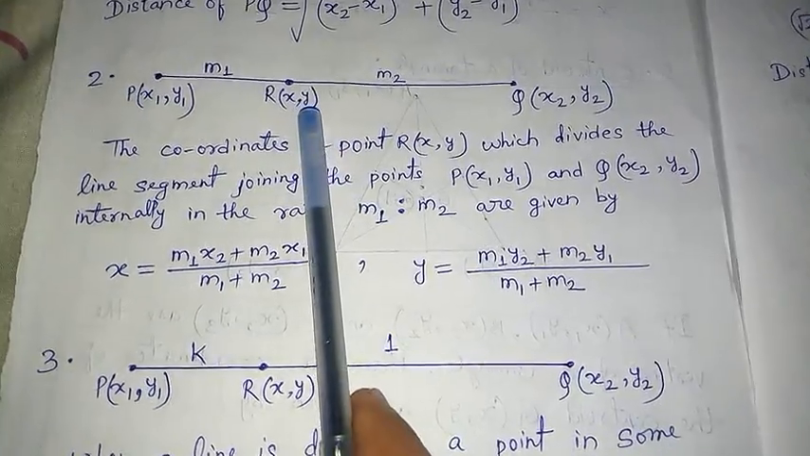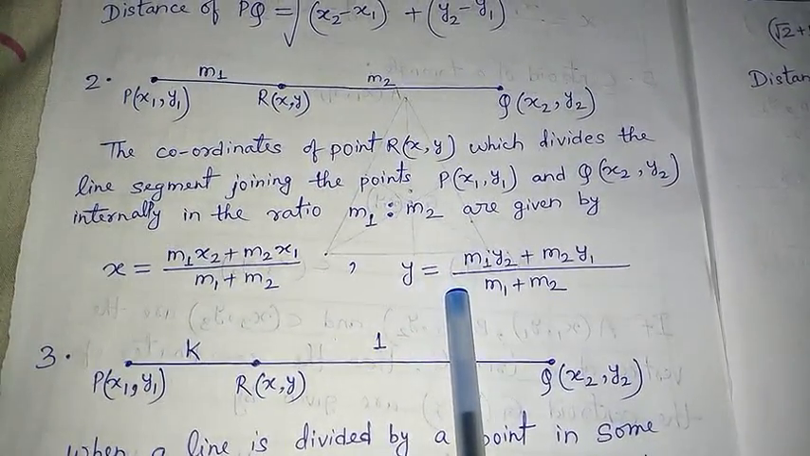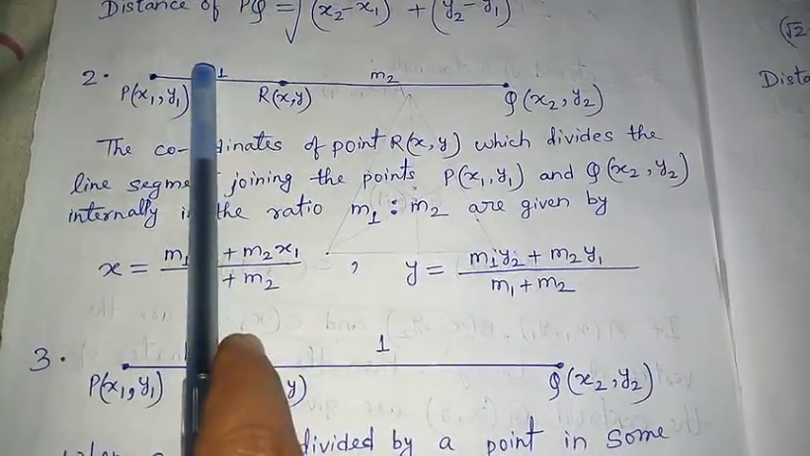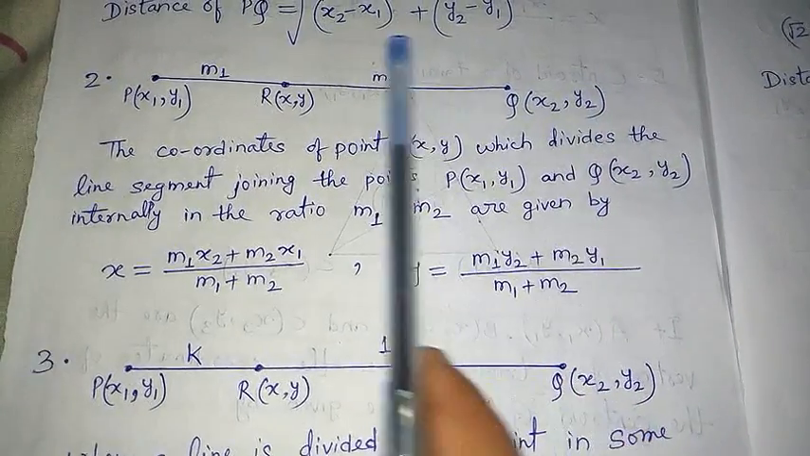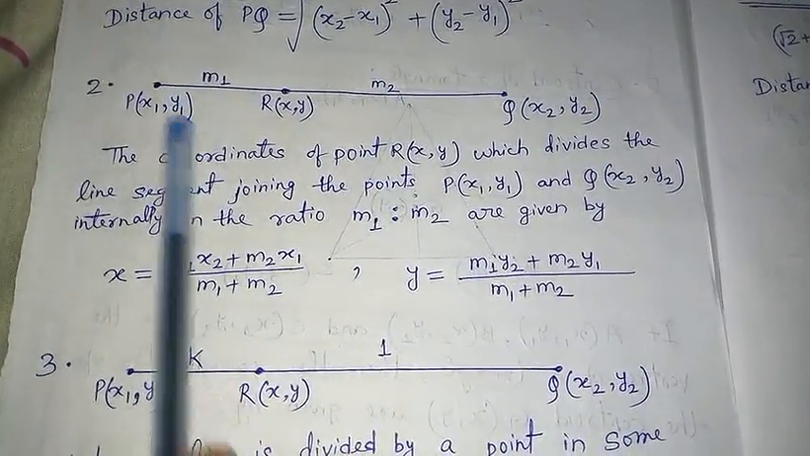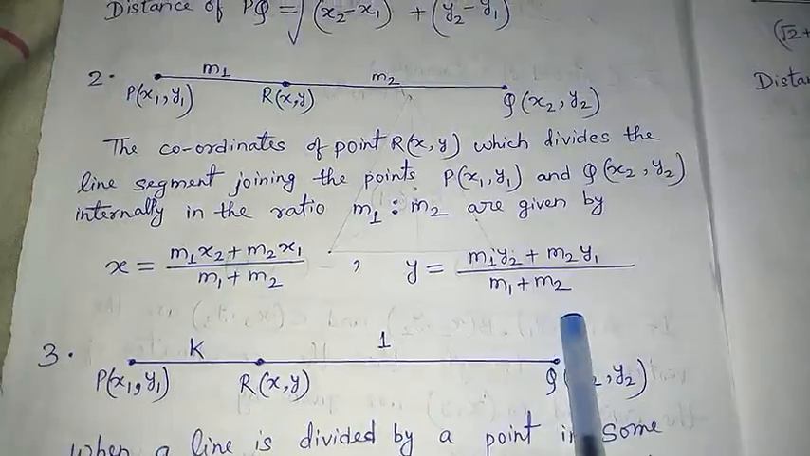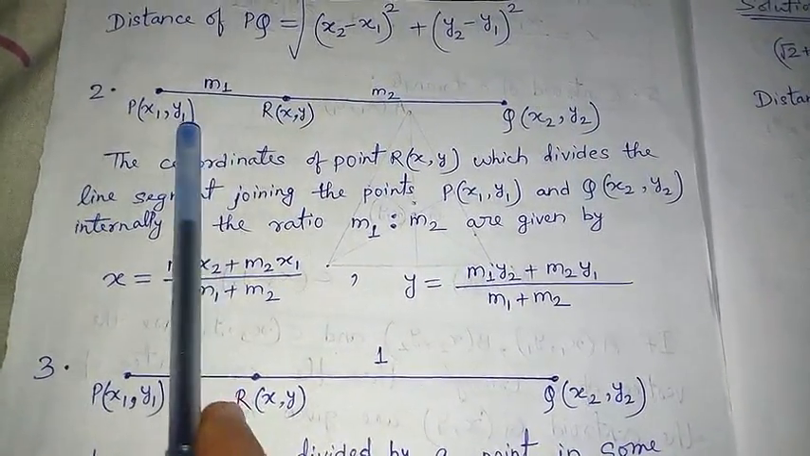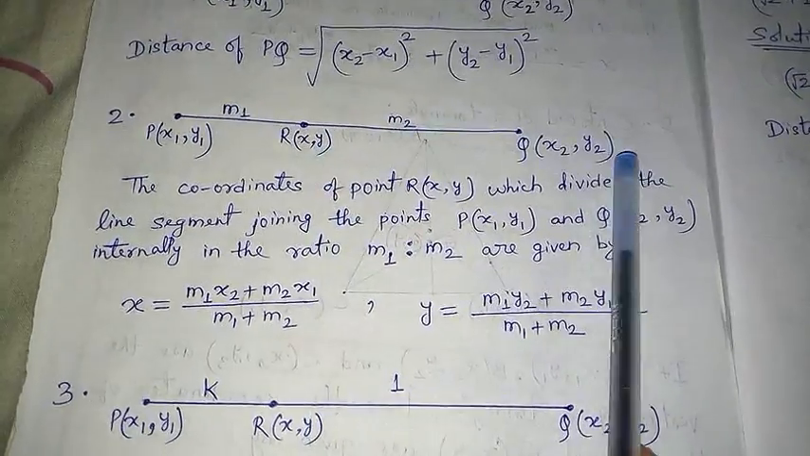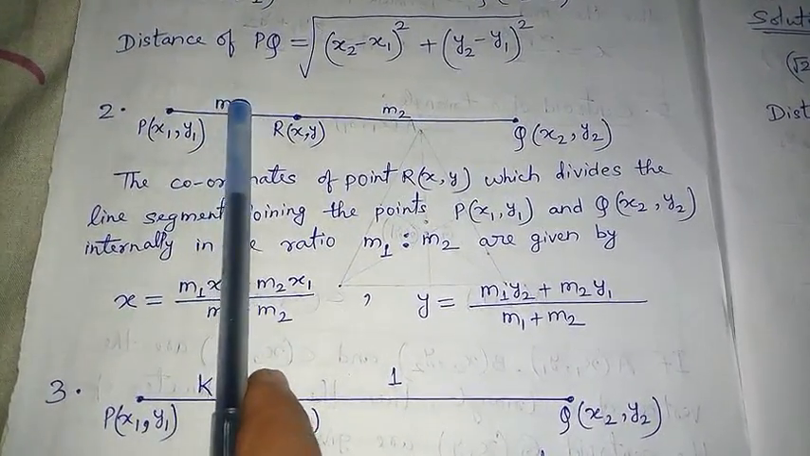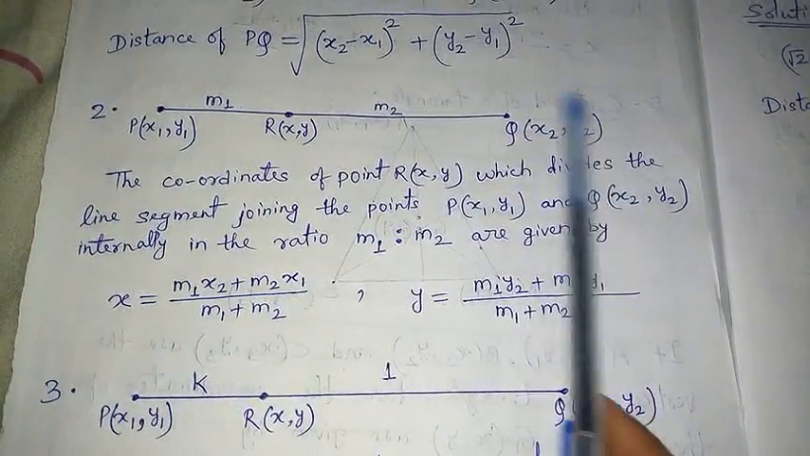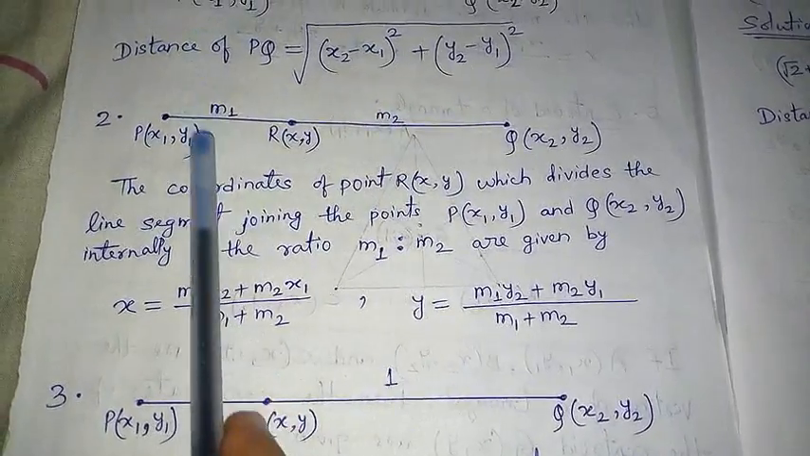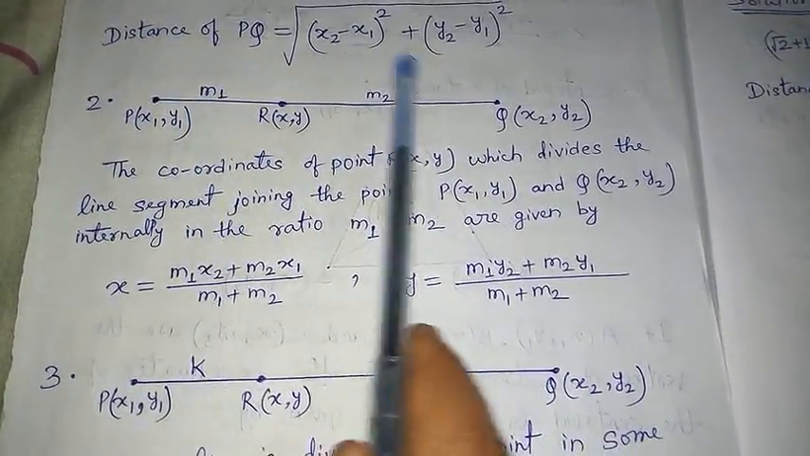And when I take y, y equal to, now everything will be second: m1 into y2 plus m2 into y1 by m1 plus m2. The lower part is the same. So when I take the ordinate, everything will be ordinate, but the first ratio will multiply with the second part, and the second ratio will multiply with the first part, and in the lower part both the ratios will be added. Now I will explain this formula again with the help of an example.